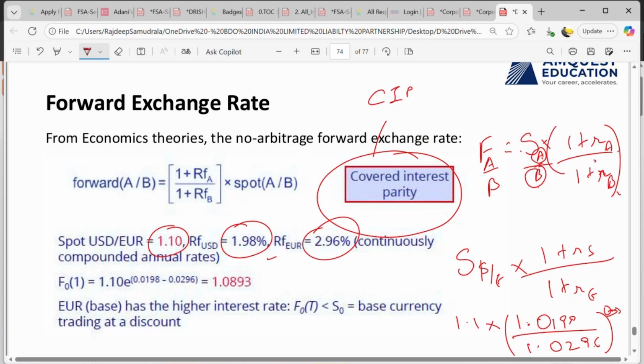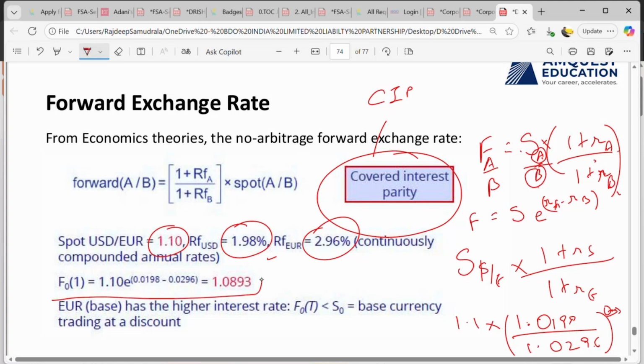Okay, like I told you, this is for compounding. अगर continuous compounding बोला तो same formula रहेगा, forward equals spot, right? But this time you will do e raised to the other continuous compounding, e raised to, and you will do RA minus RB, simple. So instead of 1 plus R upon 1 plus R, you will do e raised to R minus R. The first R is A, the second R is B.